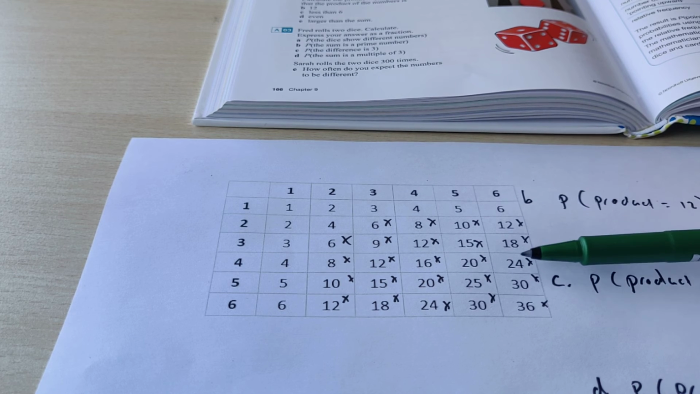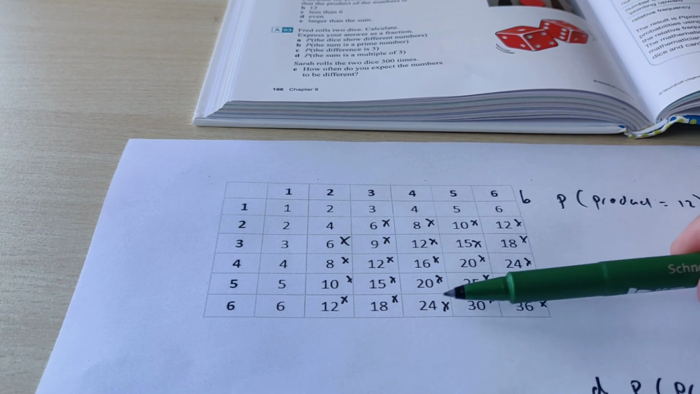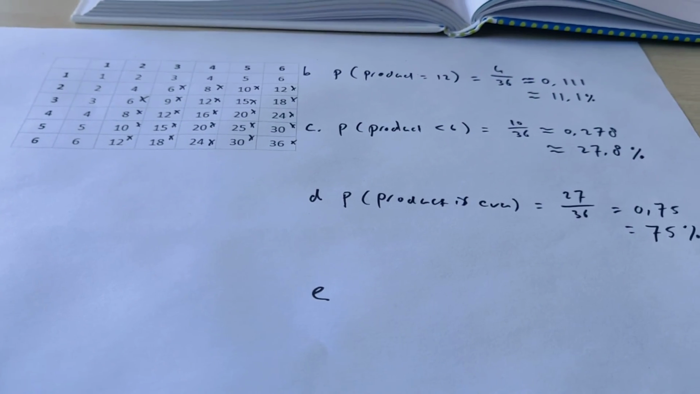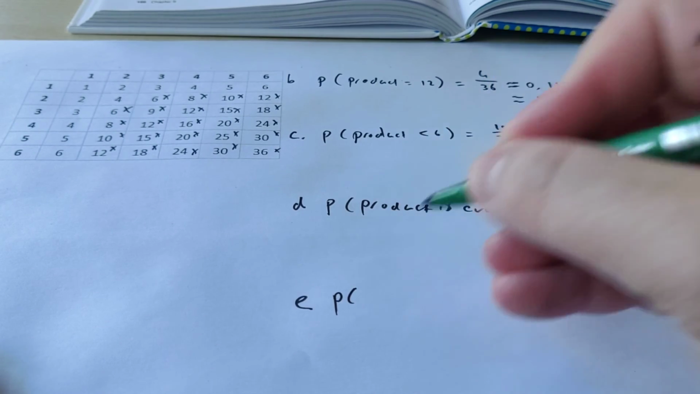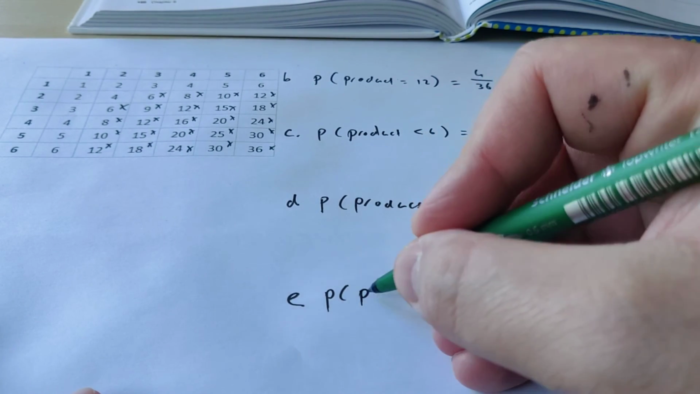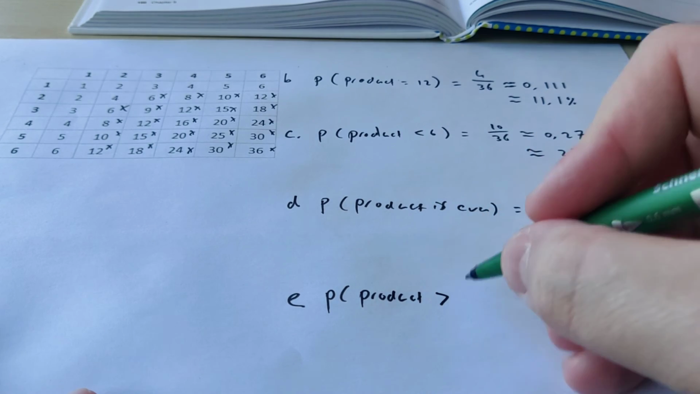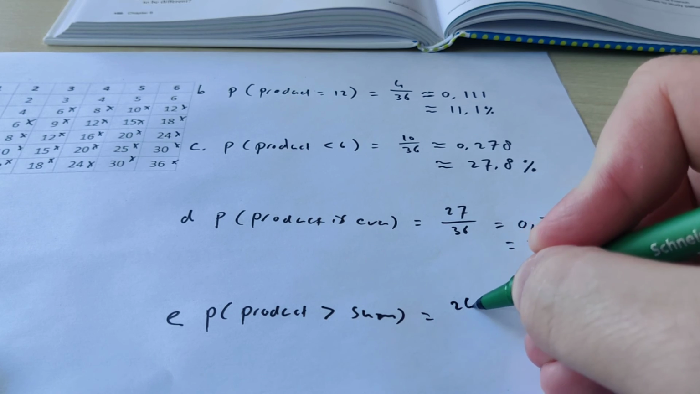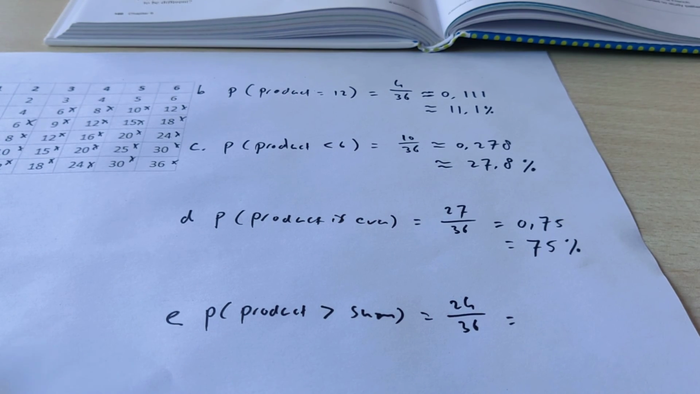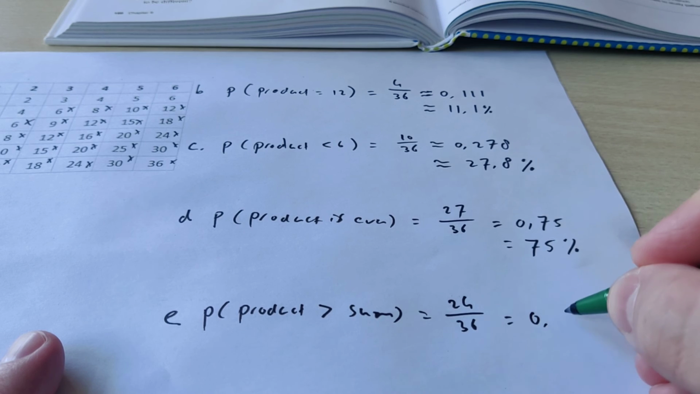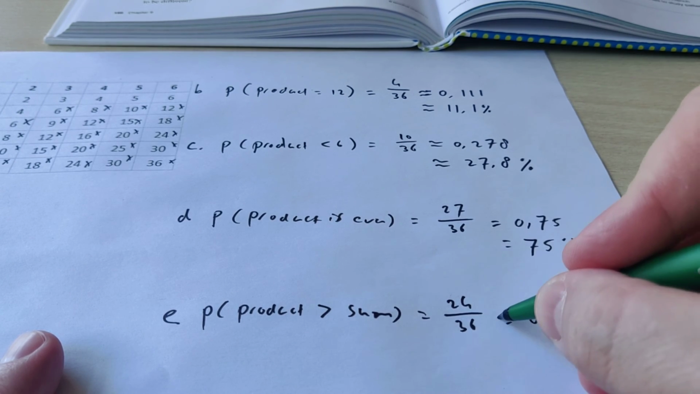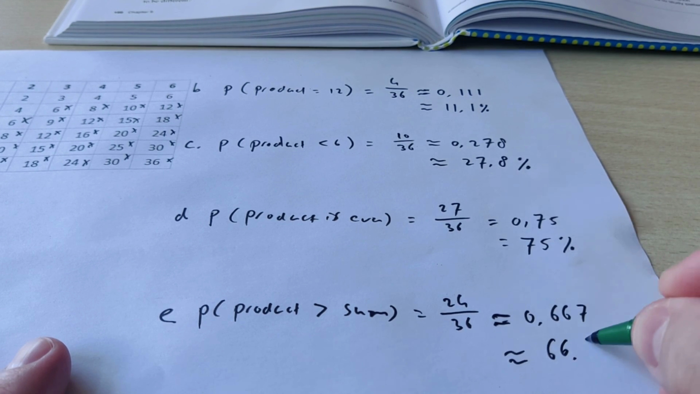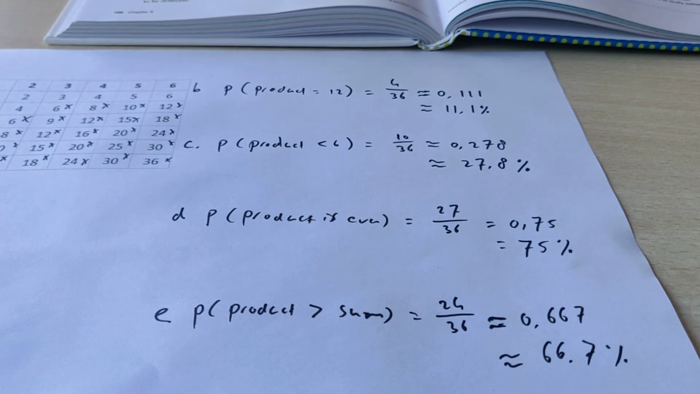So here we have 1, 2, 3, 4, 5, and then we have 4 of those rows, so that's 20 plus 4 is 24. So this happens in 24 of those squares. So the probability that the product is bigger than the sum is 24 out of 36. And 24 out of 36 is 0.667. So rounded off to a percentage, we have 66.7%. And this was exercise 62.